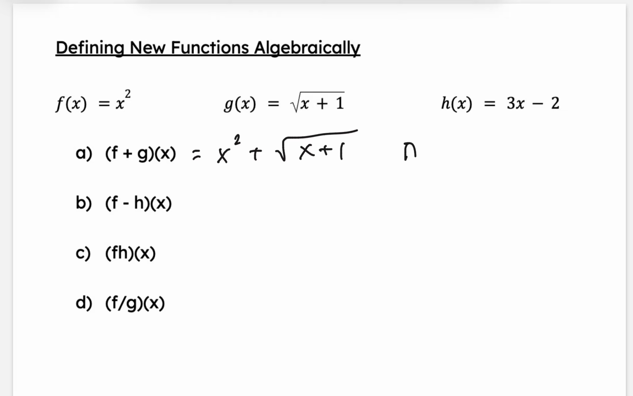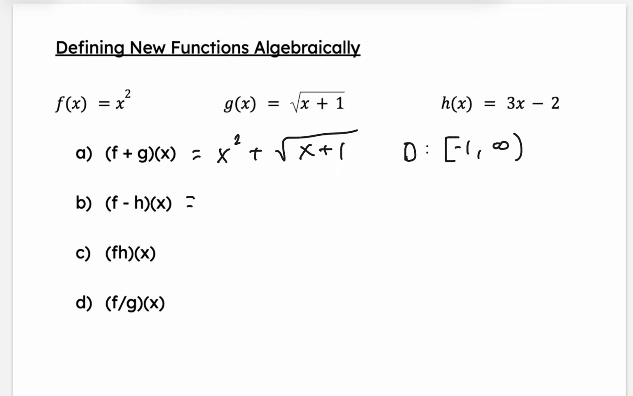For each of these, we're going to talk about the domain as well, because it's good practice finding our domain. Because we have a square root in there, we can't have anything that is negative underneath the square root. So we have to think, what would make it equal 0? Well, that would be -1. And it needs to be all numbers bigger than -1 so that we don't have a negative number underneath the square root. So we would say square brackets, -1 to infinity would be our domain.